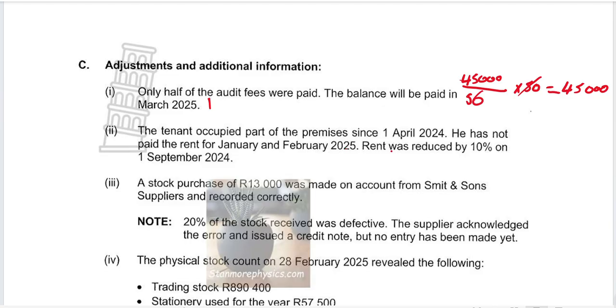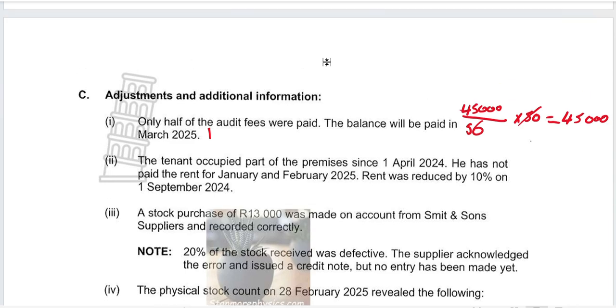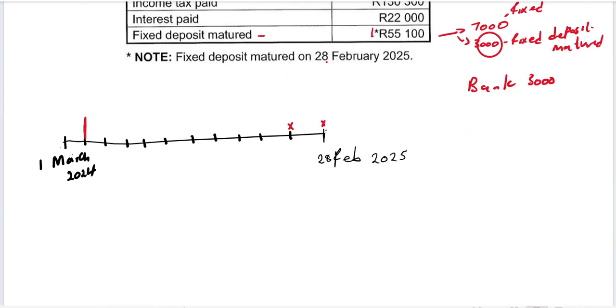So rent was reduced by 10% on 1 September 2024. Let's come to our timeline. Here is March, April, May, June, July, August, September. Here is our September, because we have March, April, May, June, July, August, September.